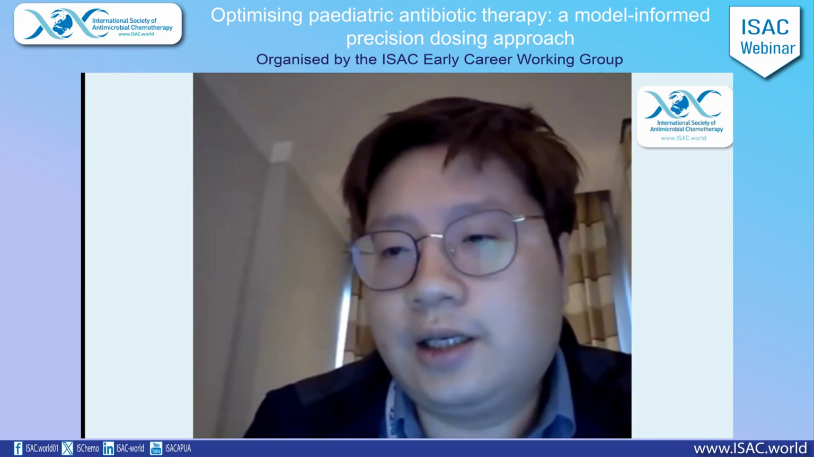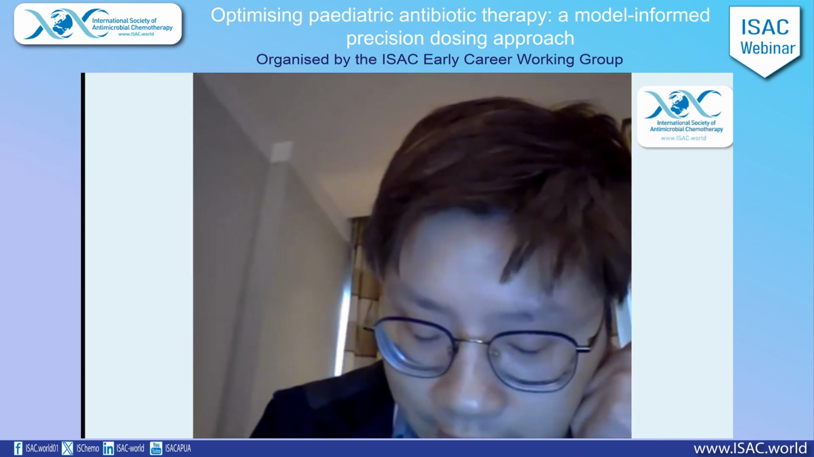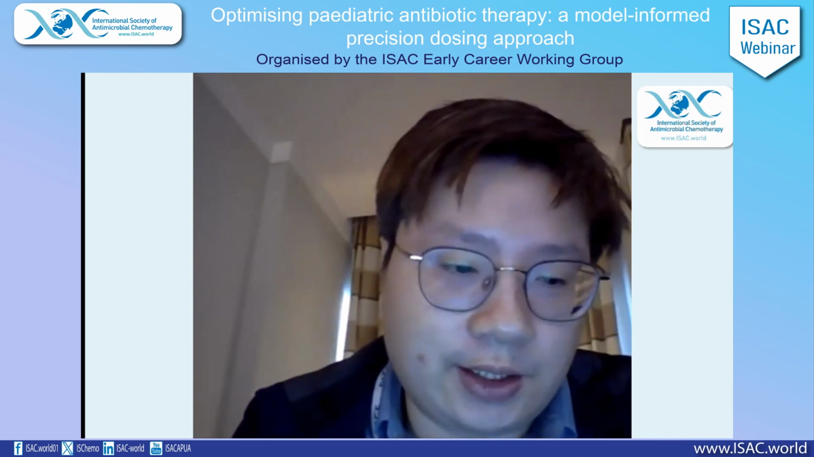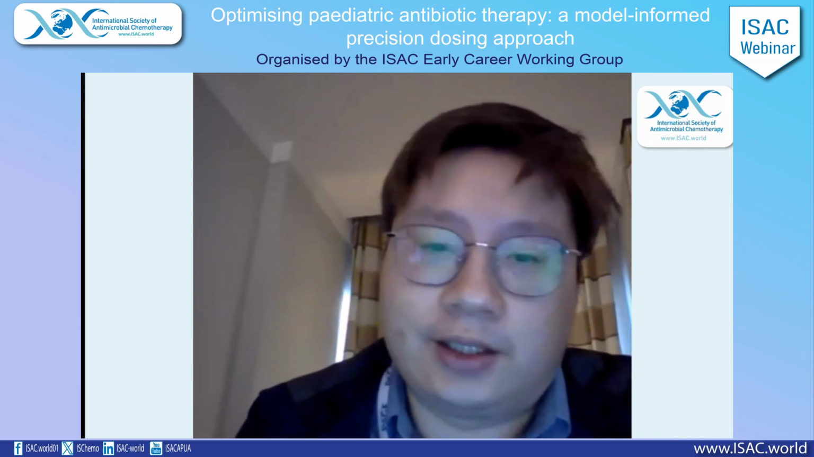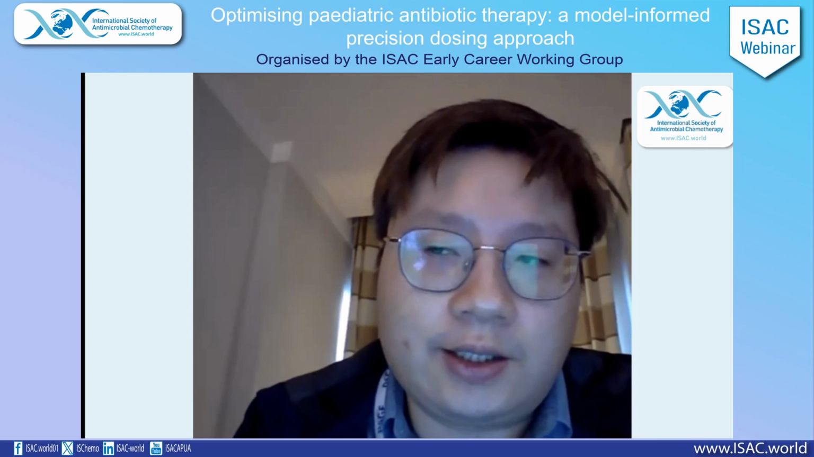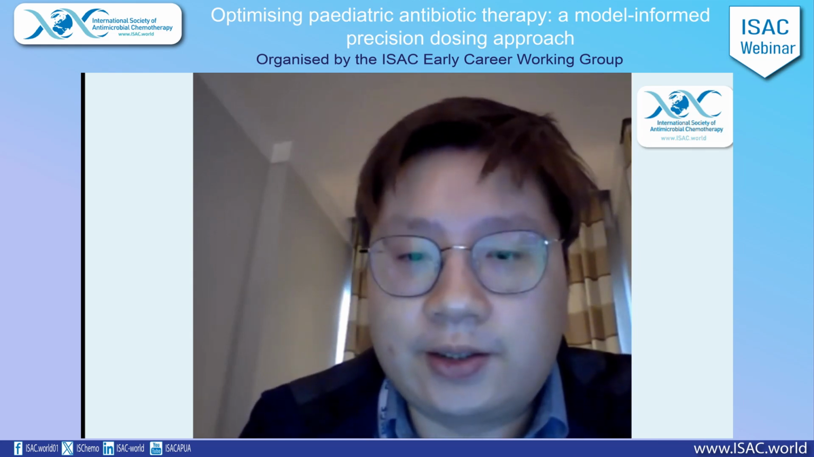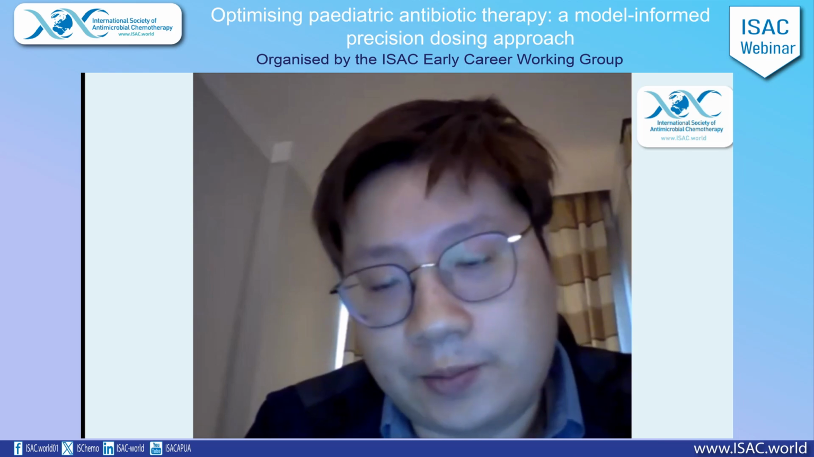Got it. And I guess let's switch gears a bit to machine learning. So machine learning is becoming very, very hot now, I guess, especially in the drug development world, as well as in clinical pharmacology. I guess the biggest issue with machine learning is that you kind of need a lot of data in comparison to the traditional pharmacometric approach.